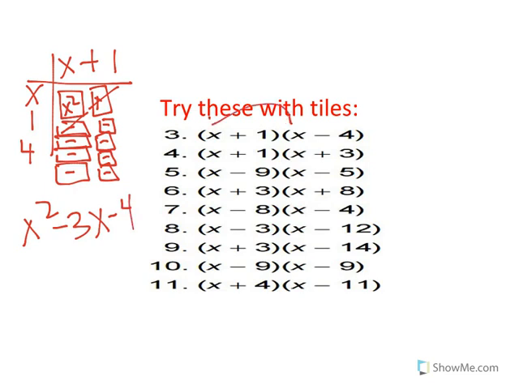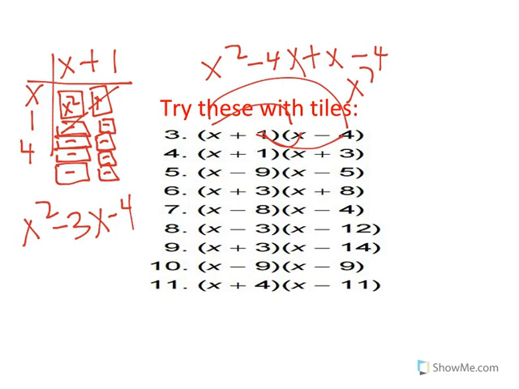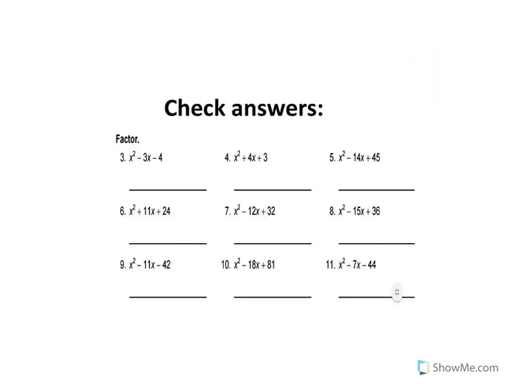Or if you prefer to use FOIL, you have x squared minus 4x plus a positive x and a minus 4. Combining like terms, we have x squared minus 3x minus 4. So this answer and this answer are the same. These are the answers to our tile exploration. So check your answers.